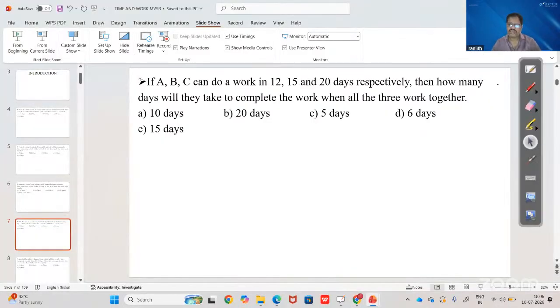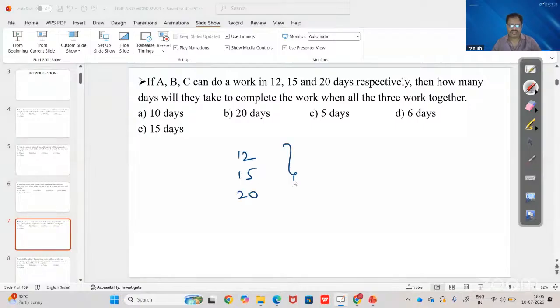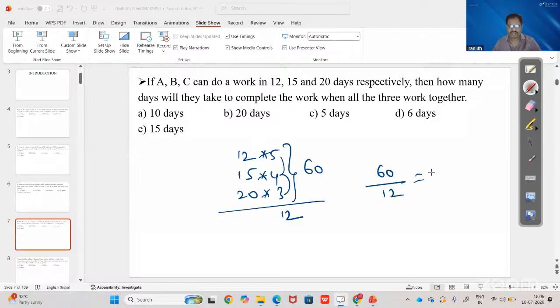So again we need to take the LCM. 12, 15, 20. LCM of these three is 60. 12 5s are 60, 15 4s are 60, 20 3s are 60. And the sum of efficiencies 5 plus 4 plus 3 equals 12, where 60 by 12 equals 5 days.